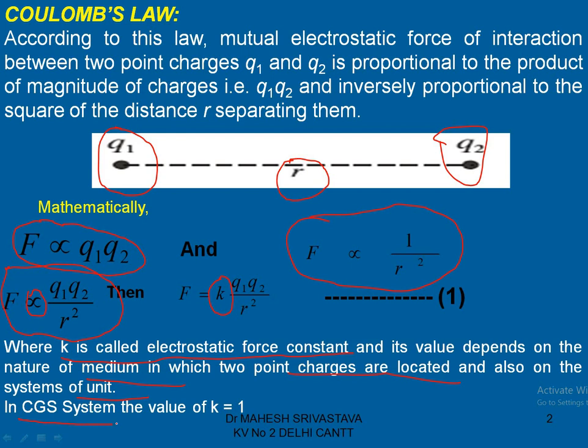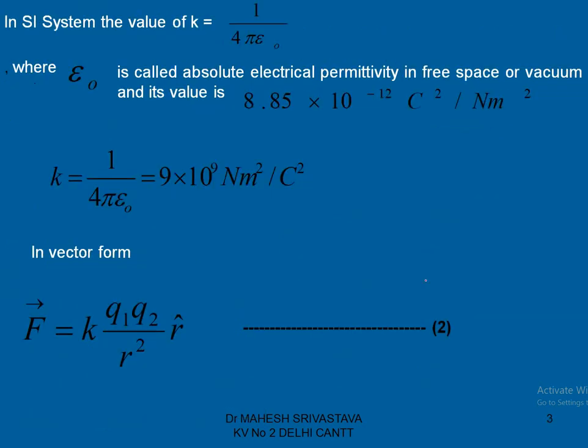So in the CGS system of units, the value of k is equal to 1, whereas in case of the SI system, the value of k is 1 upon 4 pi epsilon naught, where this epsilon naught is called the absolute electrical permittivity in free space or vacuum.